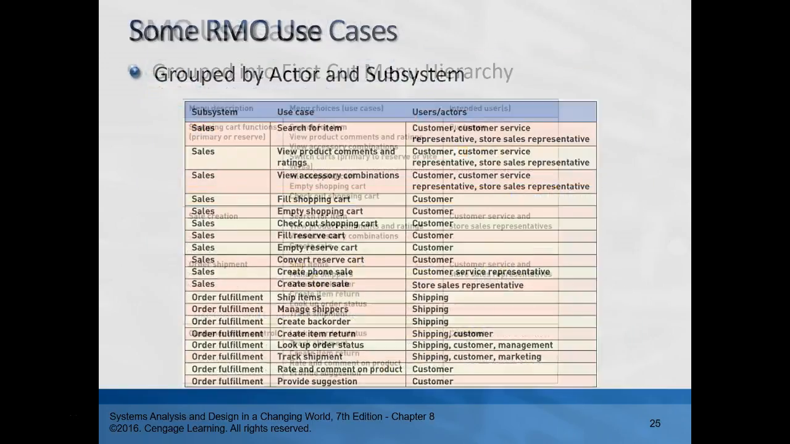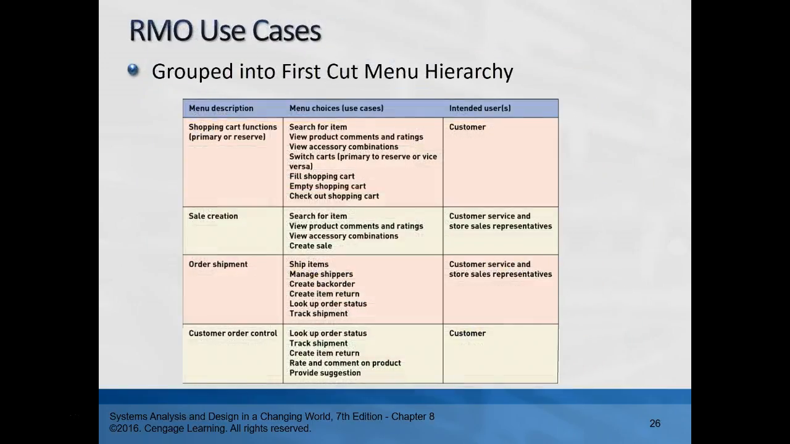Now, across all our apps, we want some consistency, though. So here we have a menu, and I brought up just a piece of it here. So we know that sale creation might have several pieces in its flyout menu. So search for items, view product, create sales. Our customer order control. Customers might want to be able to look up items, track shipments, create an item return, rate a product, provide suggestions, those kinds of things.